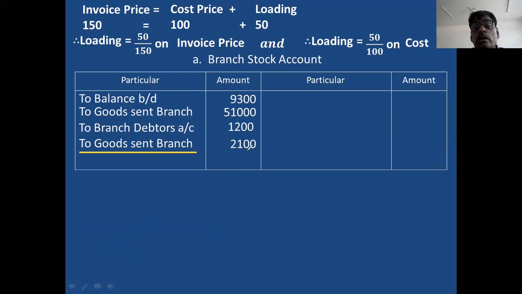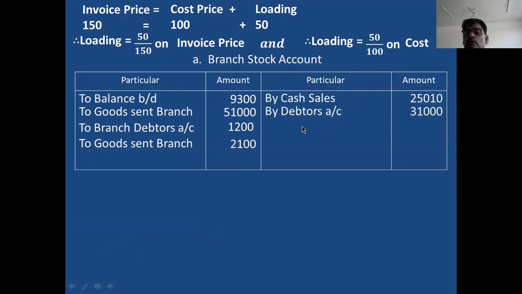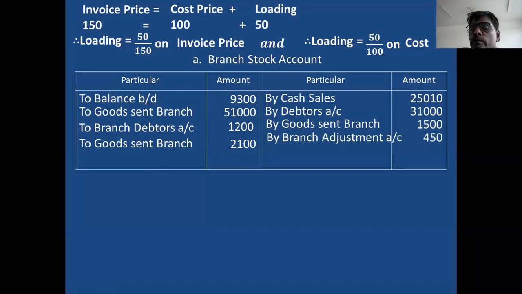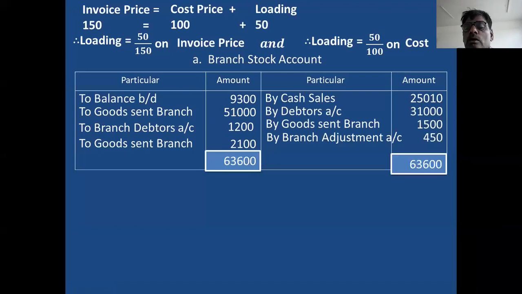Okay, and you have to calculate loading on this also. Remember this. Then credit side, cash sale is there, debtors is there, cash, credit sale, goods sent to branch means return to head office. Return to head office. Branch adjustment 450 deficit. Close the account, balance is 5,640.